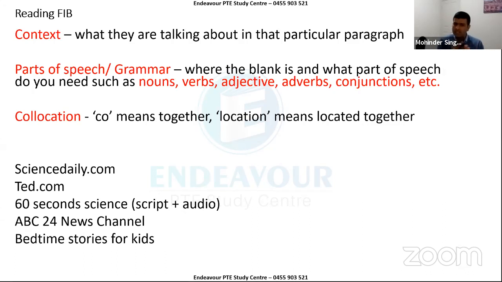And bedtime stories are really good for basic listeners because those audios are very slow and there are some graphics as well. And you can also turn on the subtitles, so that will help you with your listening.